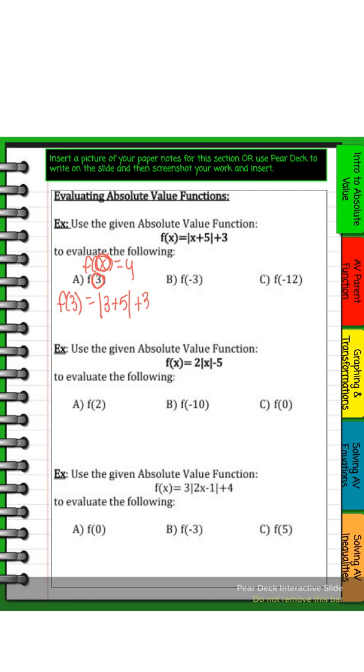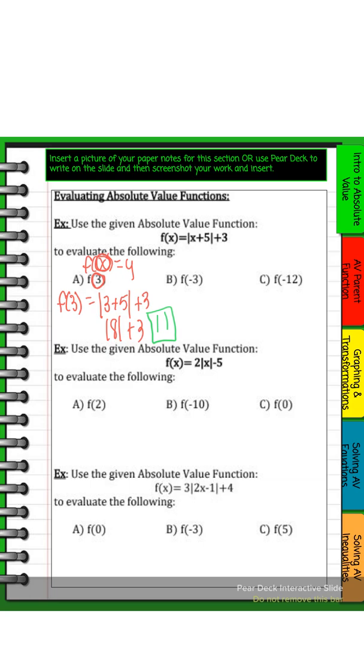And then you evaluate it just like you did on the previous page. 3 plus 5 is 8, so the absolute value of 8 plus 3. Well, the absolute value of 8 is 8, and 8 plus 3 is 11. So for this first problem, your answer is 11. I'm going to do one from each section. So let's look at the next example.